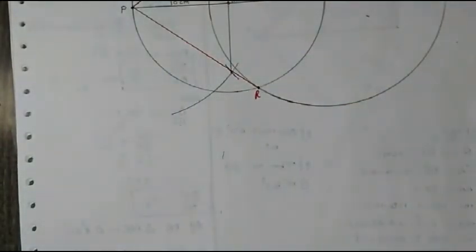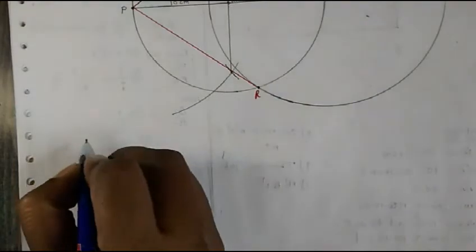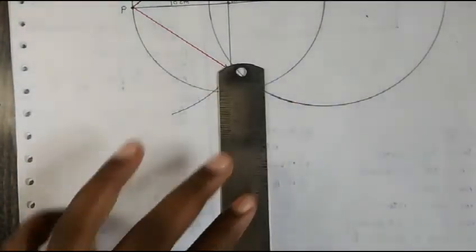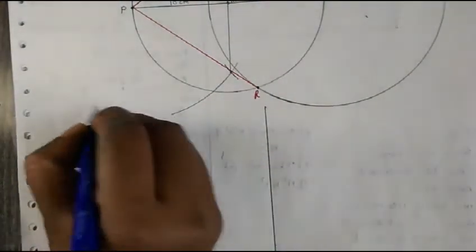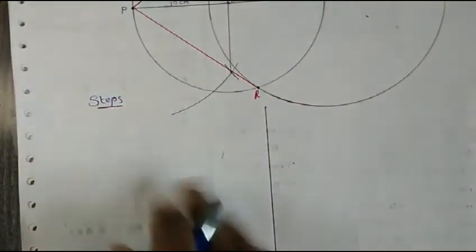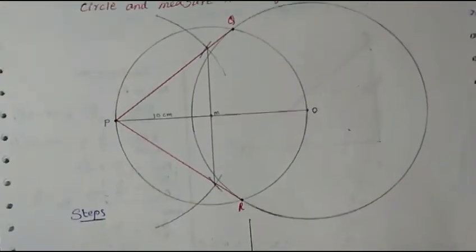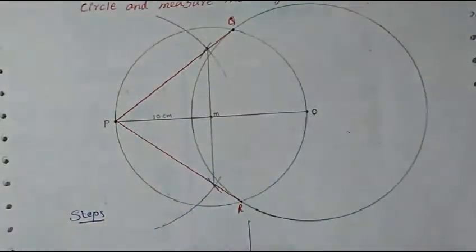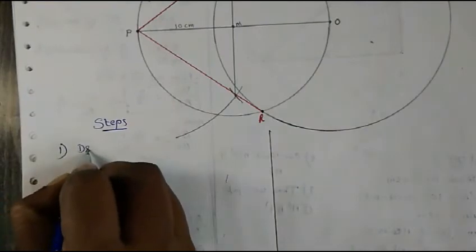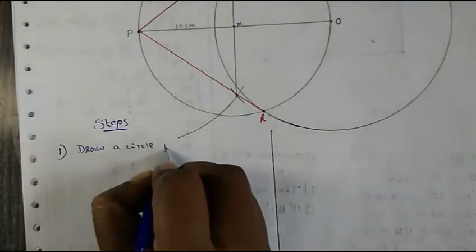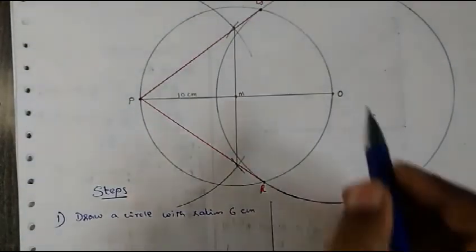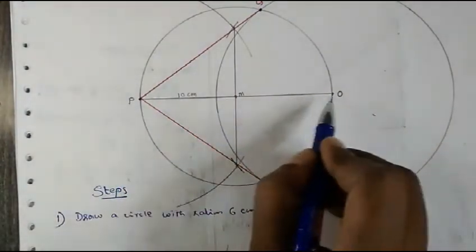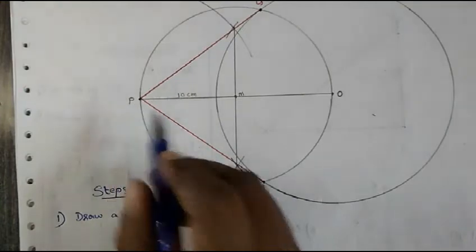Now what we have to do is write the steps, which is important and compulsory. Whatever you have done, you can write down in your own words. First, we drew a circle with radius 6 centimeter. Then, from the center, we drew a line.